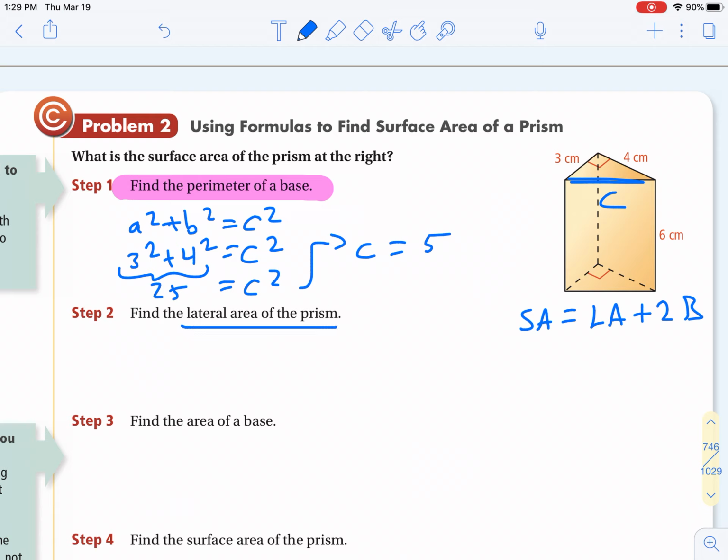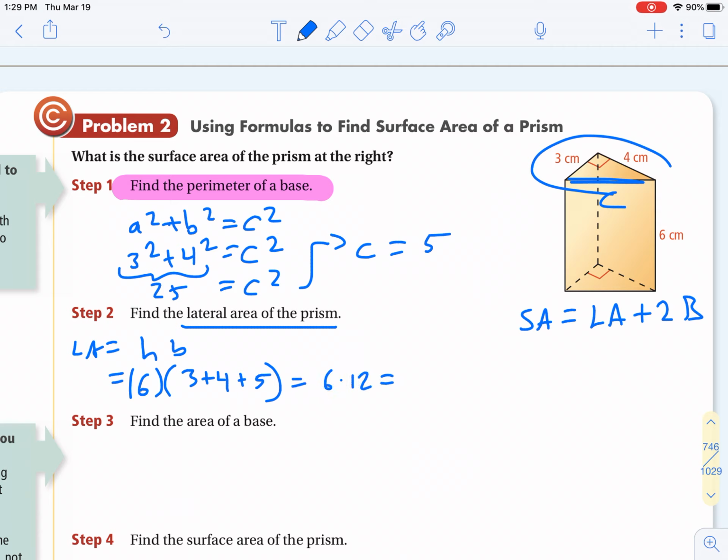Okay, so now it says find the lateral area. Remember what the lateral area is? We're going to take the height, and let me say lateral area equals the height times the base. Well, what's our height? Our height is 6 centimeters. What's our base? Well, we're going to add up the perimeter of our shape there, which is 3 plus 4 plus 5. All right, let's continue on with that. If we were to add that up, we have 6 times 12, which equals 72. So there's our first significant piece of information right there.